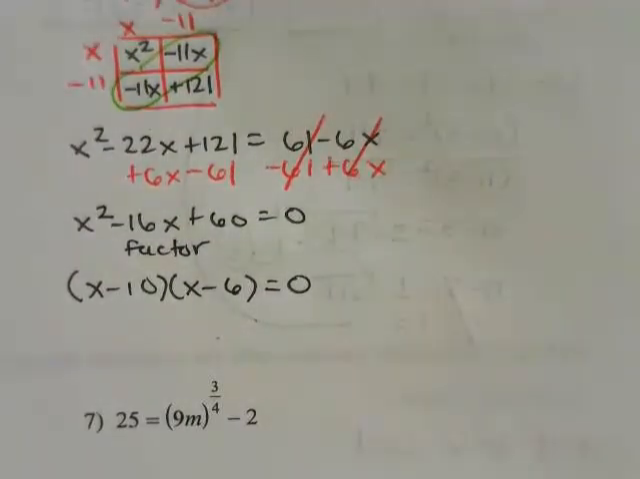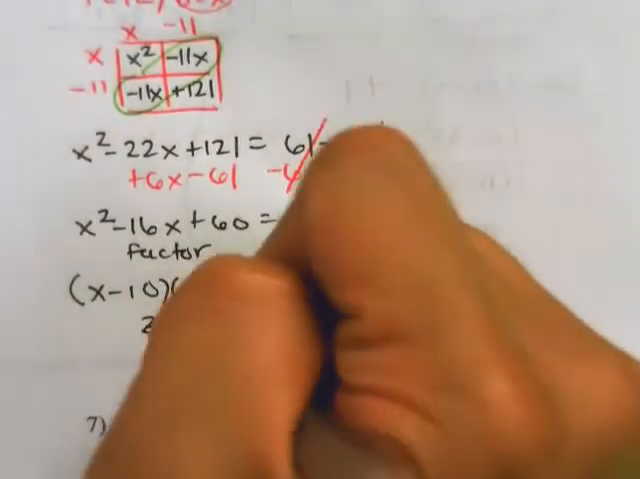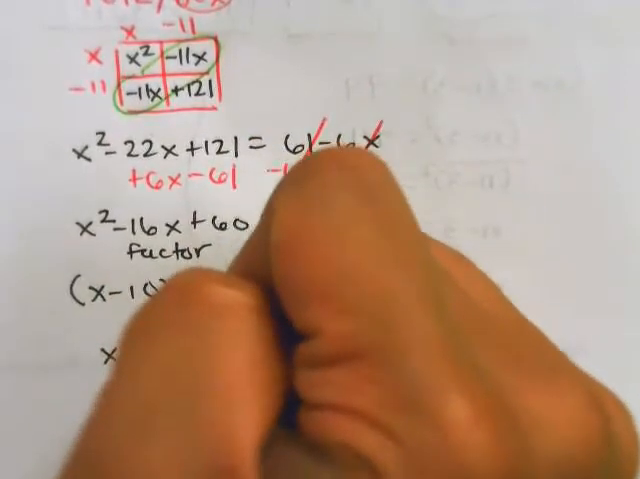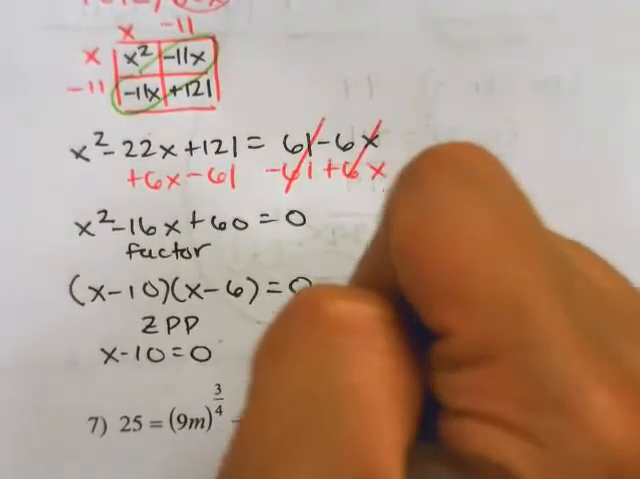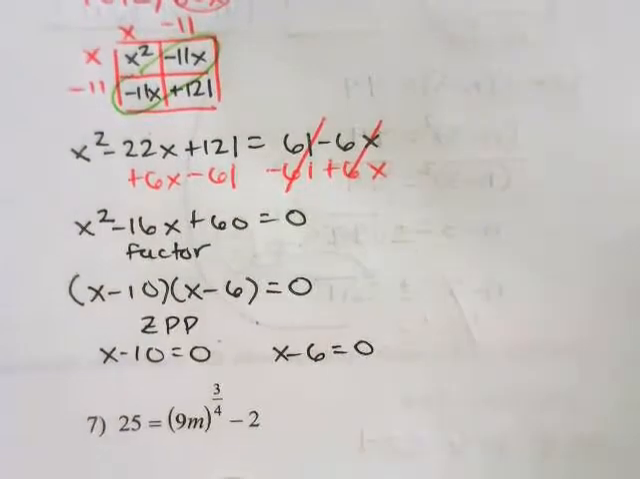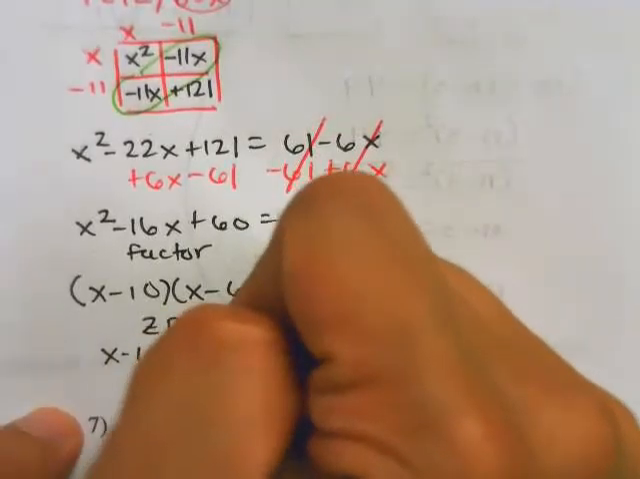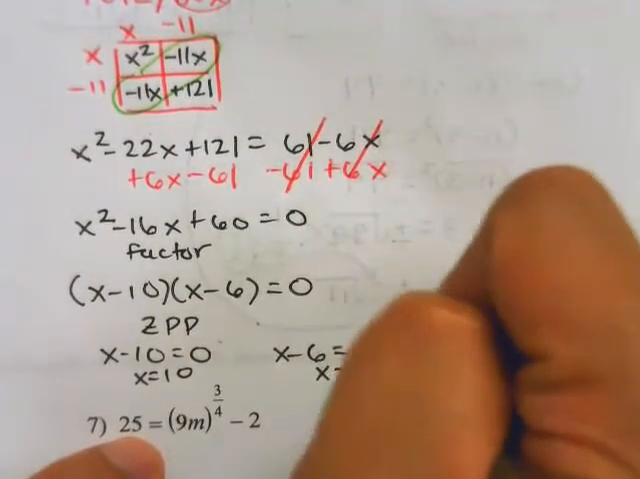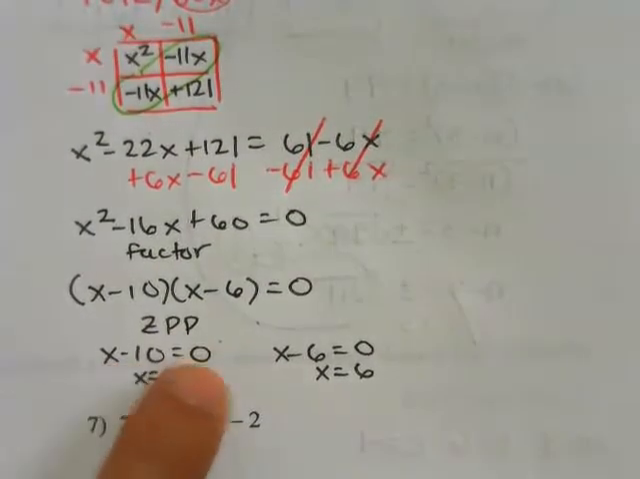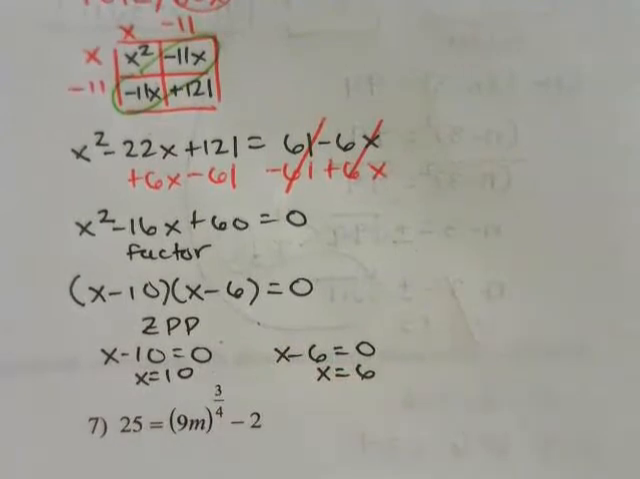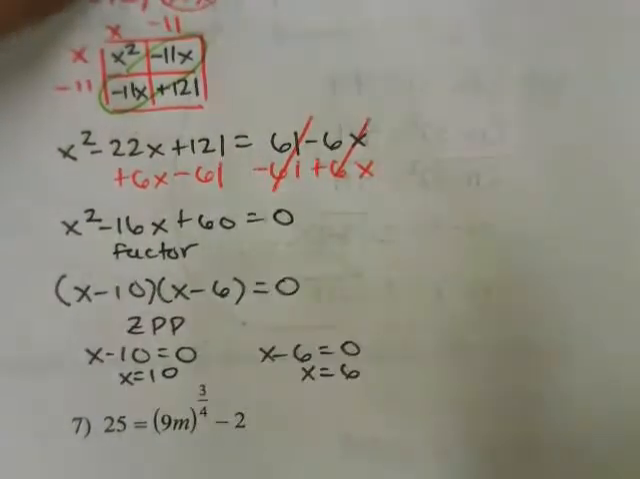Okay. Then you're going to use ZPP. X minus 10 is equal to 0. X minus 6 is equal to 0. So you have two potential answers, and I'm not going to box them. X equals 10 and x equals 6, because we add 10 on both sides, and we add 6 on both sides. Okay, we've got to check. So let's go check this one out.